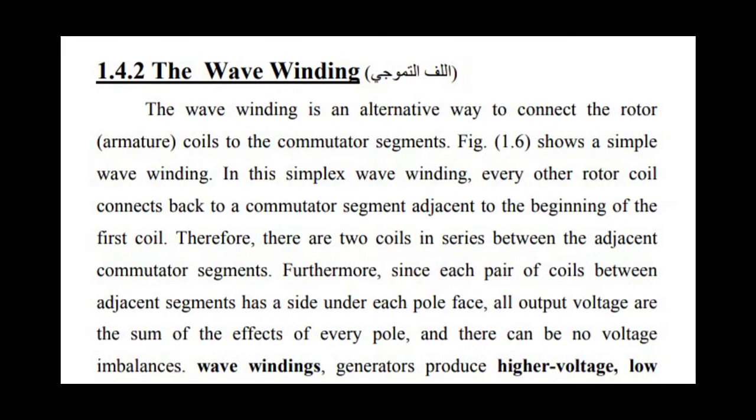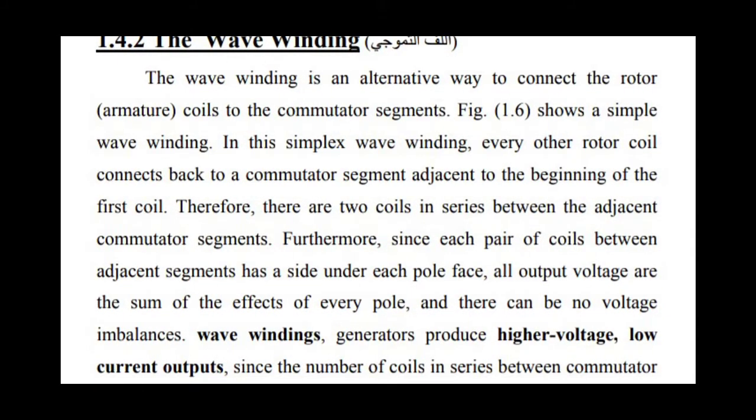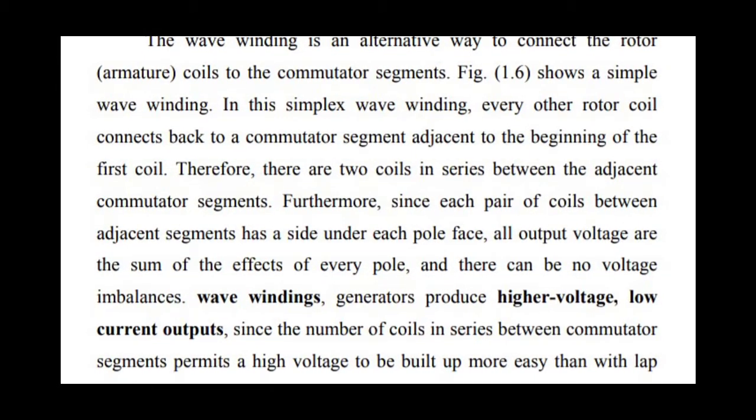The wave winding is an alternative way to connect the rotor coils to the commutator segments. Figure 1.6 shows a simple wave winding. In this simplex wave winding, every other rotor coil connects back to a commutator segment adjacent to the beginning of the first coil. Therefore, there are two coils in series between the adjacent commutator segments.